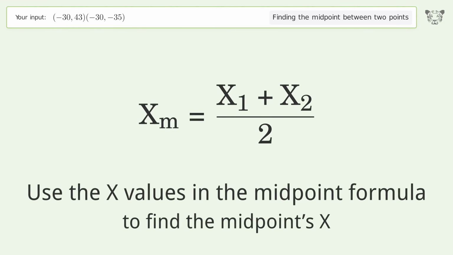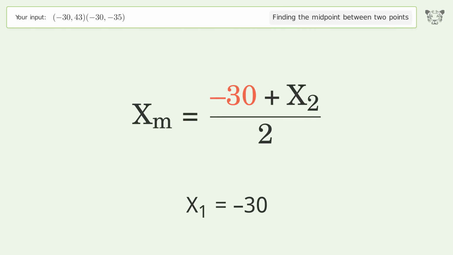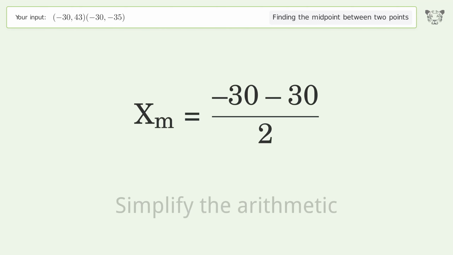Use the x values in the midpoint formula to find the midpoints x. x1 equals -30. x2 equals -30. Simplify the arithmetic.